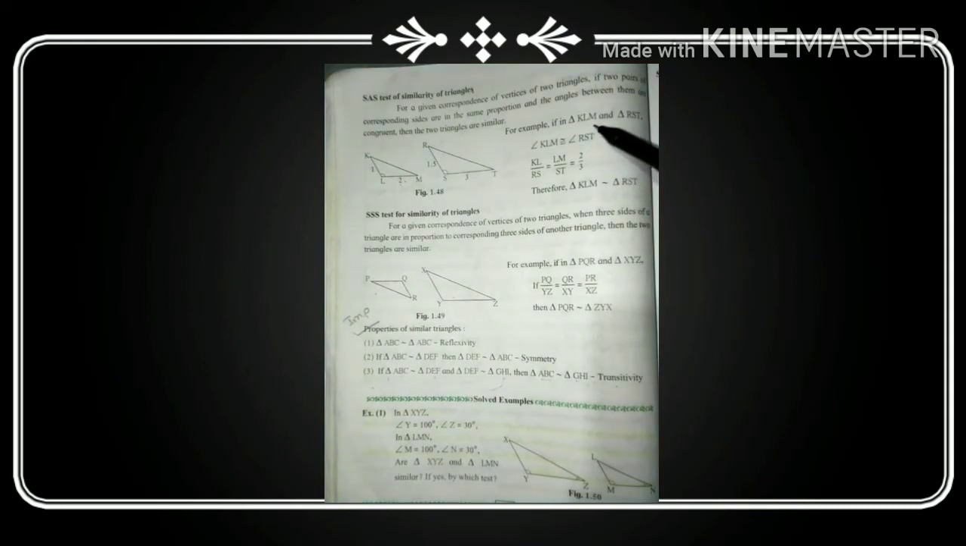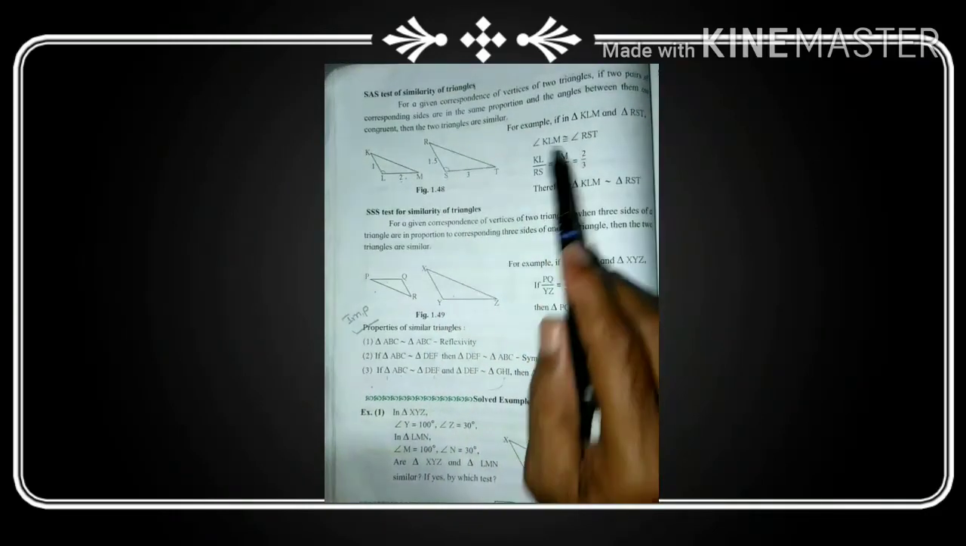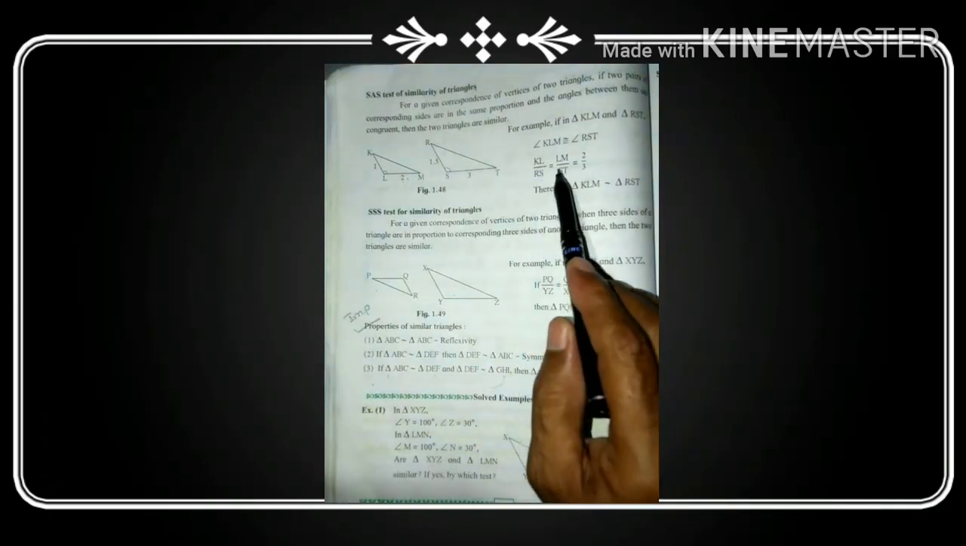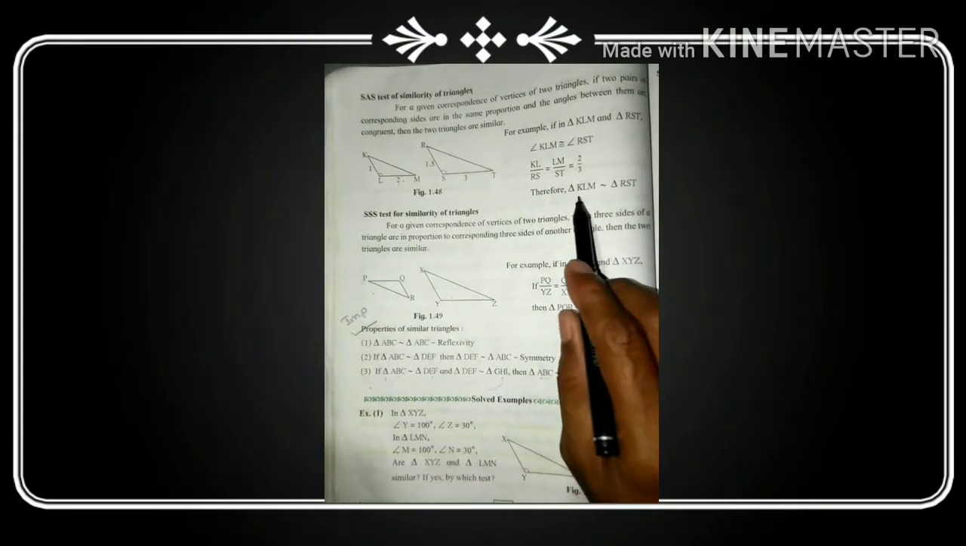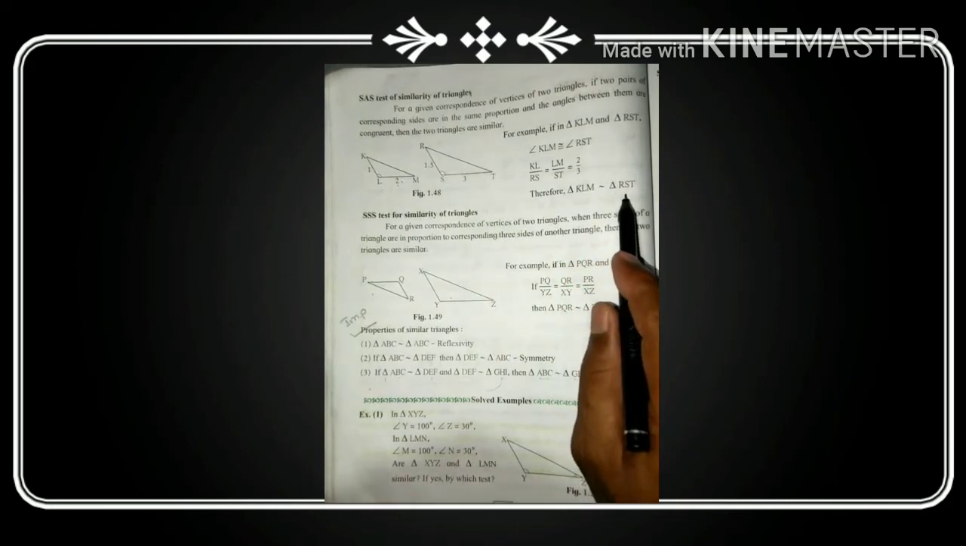Here it is also written that in the given two triangles KLM and RST, angle KLM is congruent to angle RST, meaning this angle R and this angle S are congruent. Then KL upon RS is equal to LM upon ST is equal to 2 upon 3, and hence, therefore, triangle KLM is similar to triangle RST.